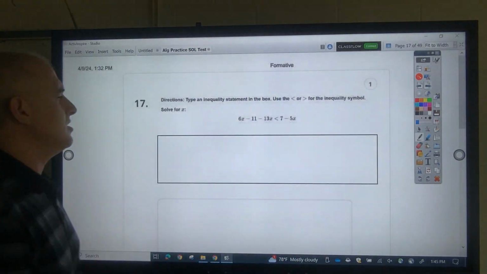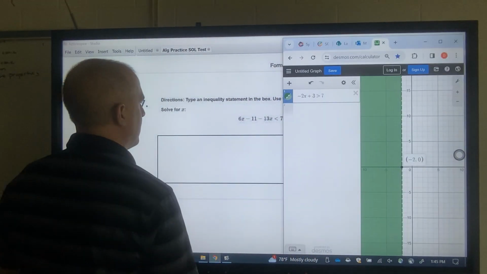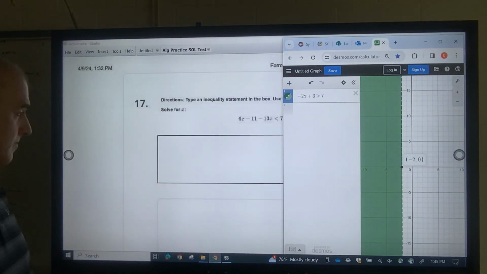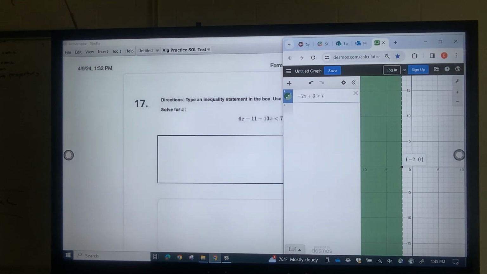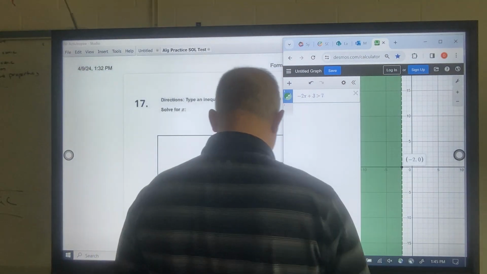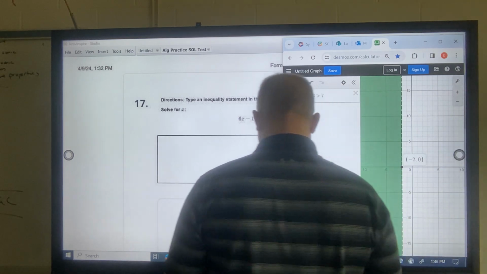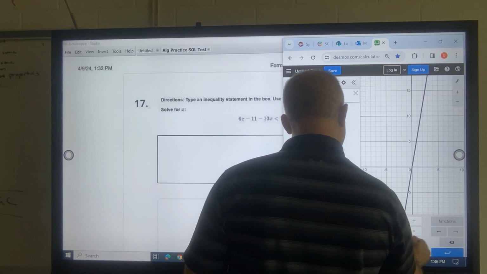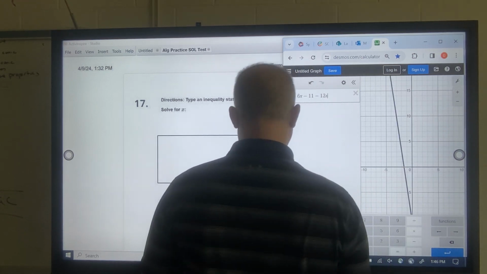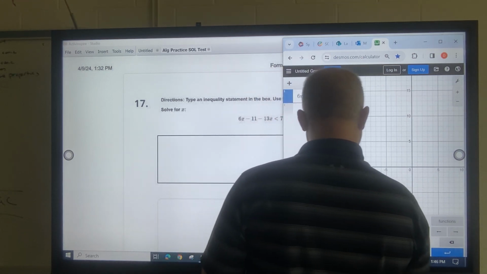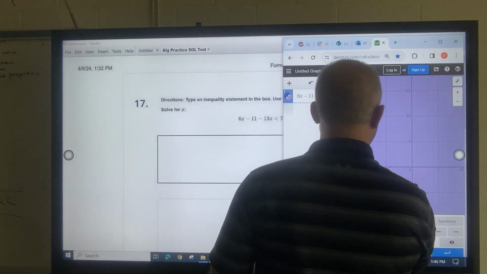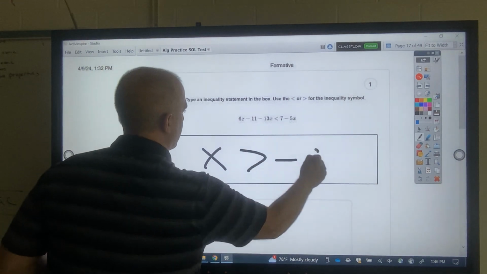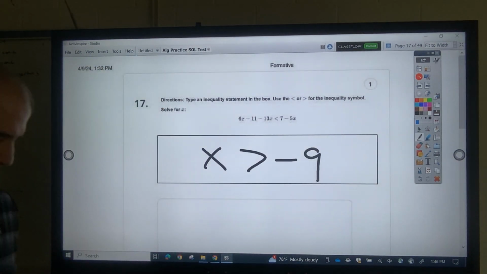17 should be the next question. I want to type that in, 6x minus 11. Okay, hold on. 17. I'm having a hard time seeing these. Okay. So what I've got is 6x minus 11 minus 13x less than 7 minus 5x. Okay, so that's at negative 9. Since it's shaded right, x is greater than negative 9 because it's shaded to the right.